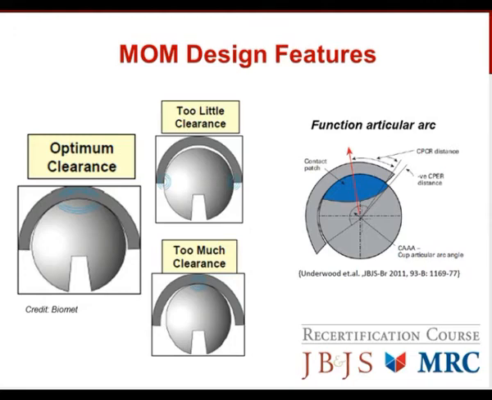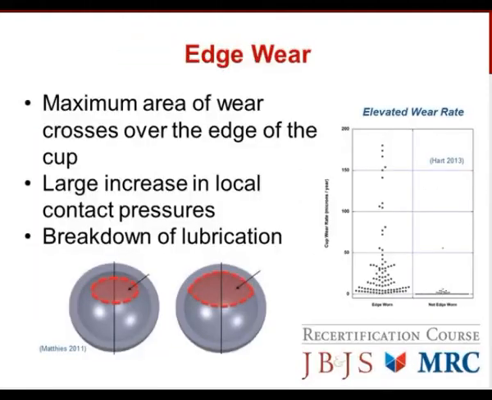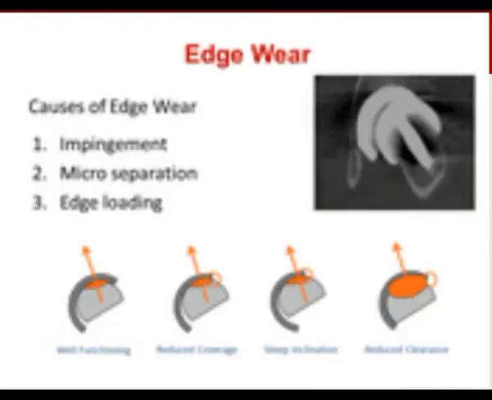We also learned a lot about this functional articular arc and keeping the wear within the constraints of the cup. Edge wear occurs when the maximum area of wear crosses over the edge of the cup. This leads to a large increase in local contact pressures, increased wear, and breakdown of lubrication. When we look at retrievals, as is depicted on the right of this slide, we see that a number of failed hip replacements with high wear rates showed clear evidence of edge wear.